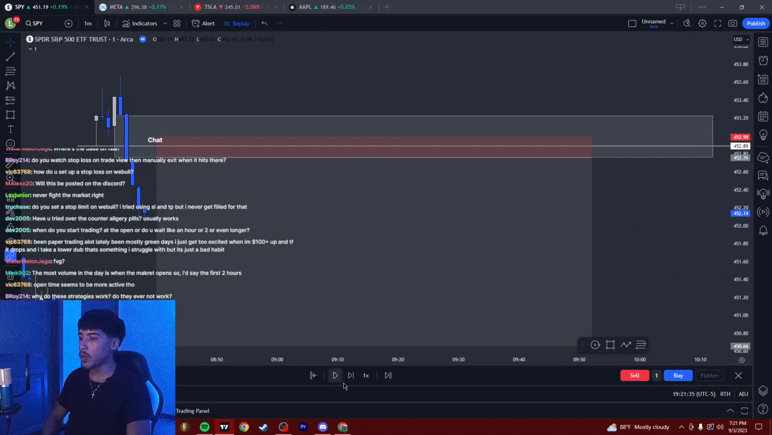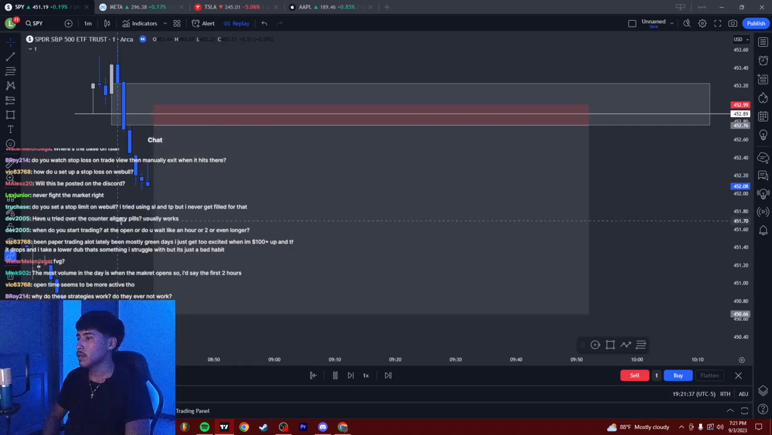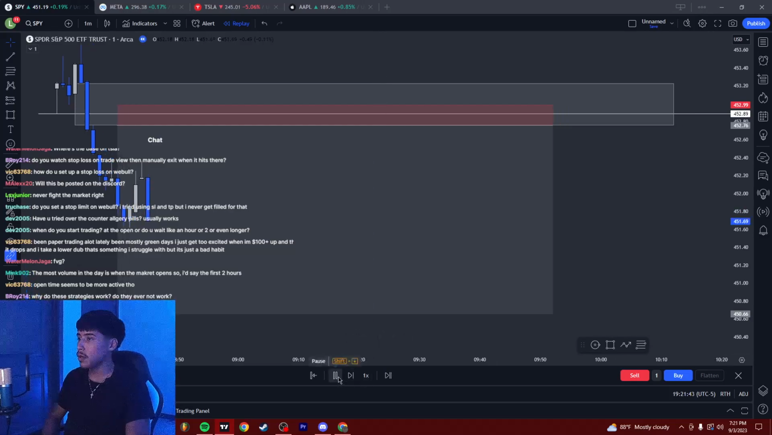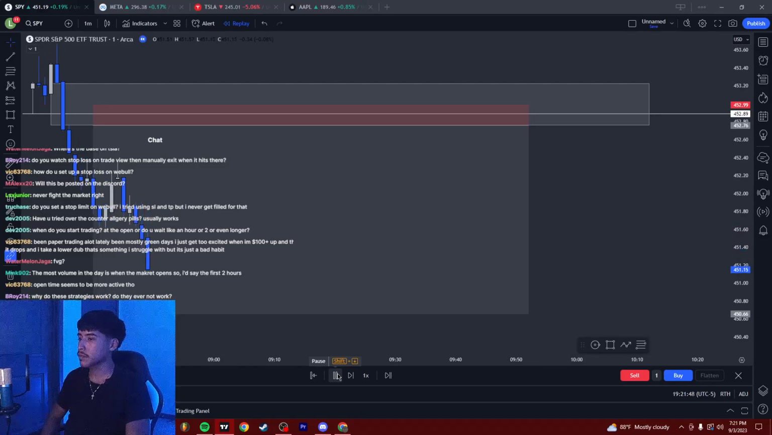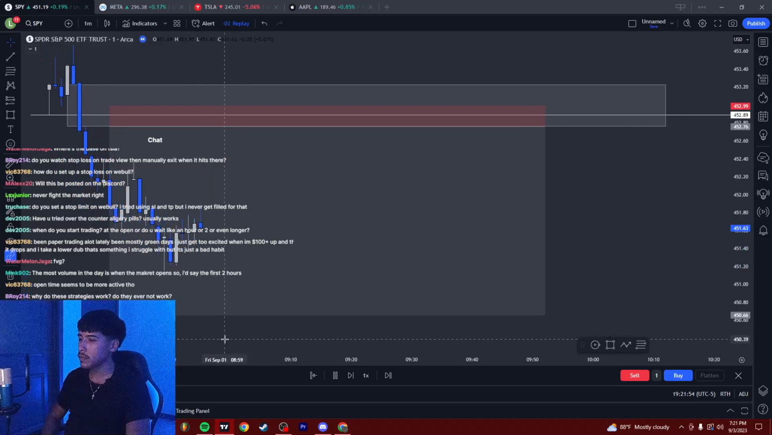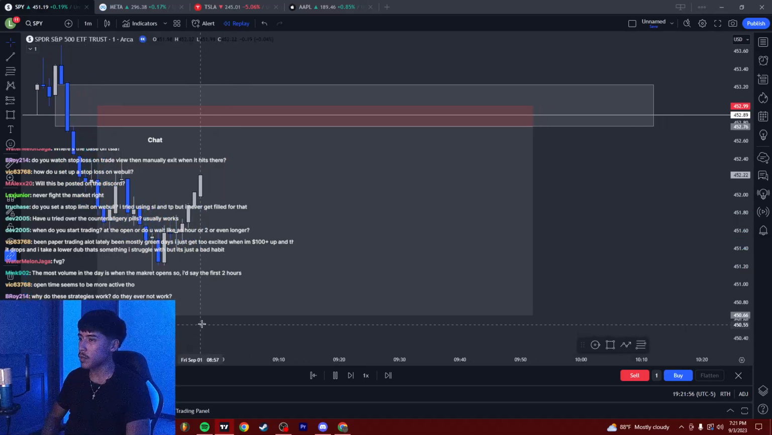So now I'm just going to wait for price to retrace. Boom, boom, boom, boom. It's gone. Almost there. It's currently 8:50, 8:55. This is going into 30 minutes after market open.